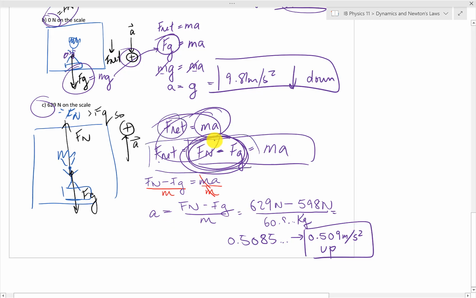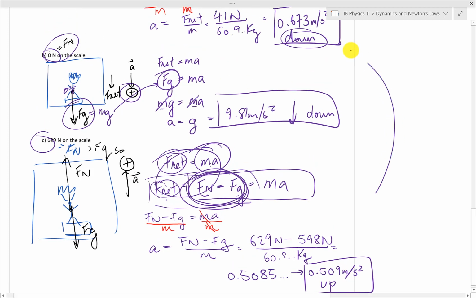You might have done it differently. You might have first calculated Fnet from Fn minus Fg, giving an Fnet, and then Fnet equals ma. You divide both sides by the mass to get acceleration, which is also fine. And if you don't remember how to do that, refer to question A, where I went through those steps with just different values for acceleration, and also using upwards as the positive direction since Fn is greater than Fg.